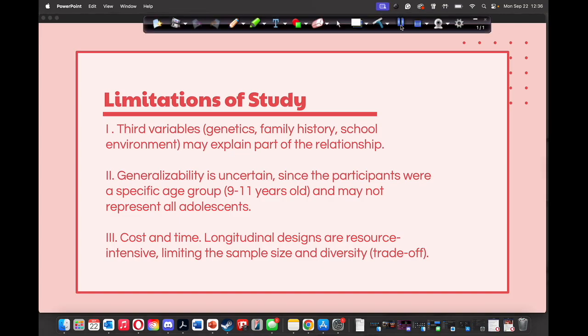So I did kind of touch on this, I guess, last slide, but limitations of the study. Firstly, you have third variables. There is research that shows that genetics, family history, and the overall school environment can explain part of the relationship, that relationship being the left hippocampus and depressive symptoms. Secondly, generalizability is uncertain since the participants were a specific age group, 9 through 11, and may not represent all adolescents.